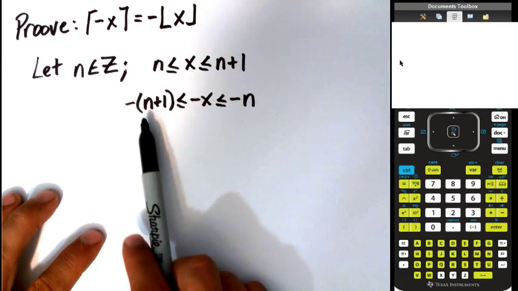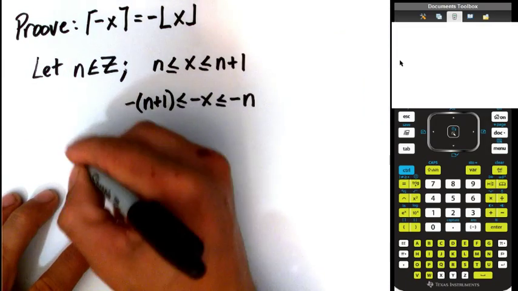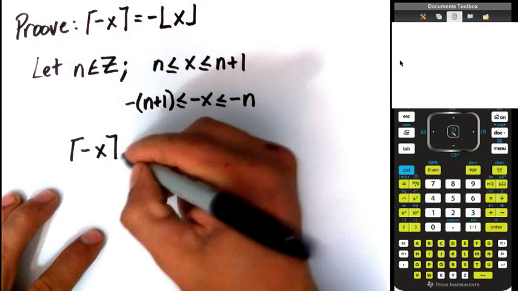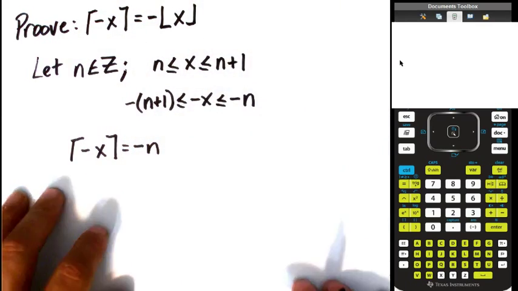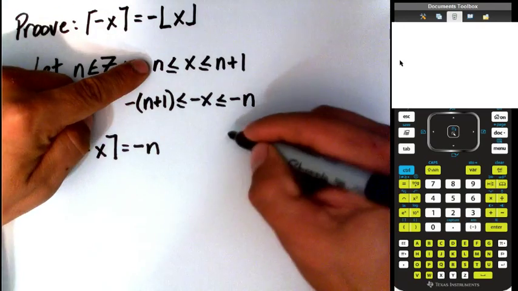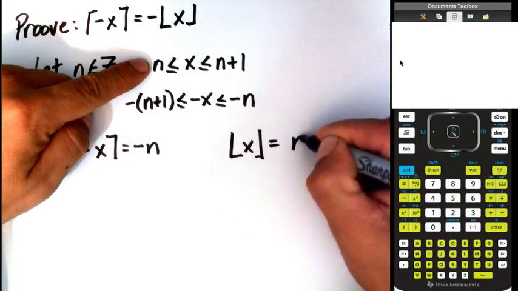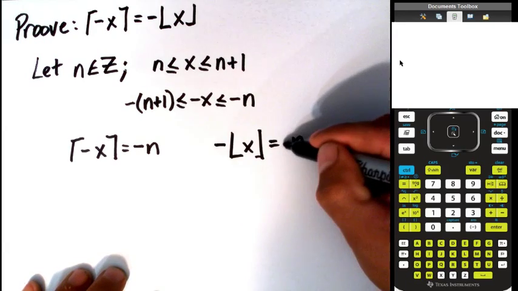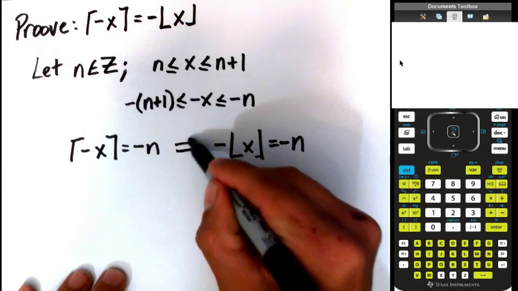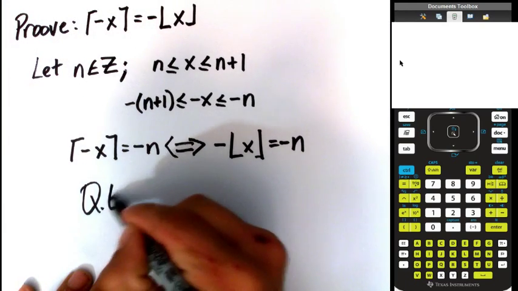So now what this tells me is that the ceiling of negative x is negative n. Okay? And what this tells me is that the floor of x is n. So the opposite of the floor of x is negative n. So there's proof that these two are the same. So here's, we'll call it QED. Proof.